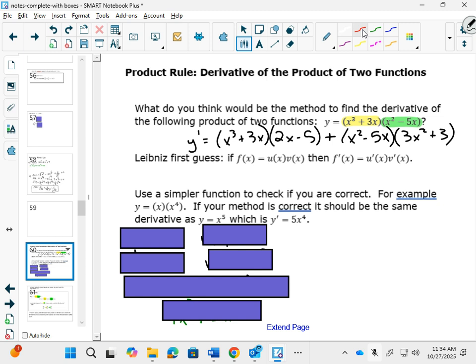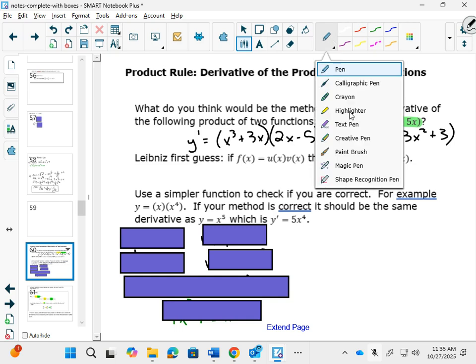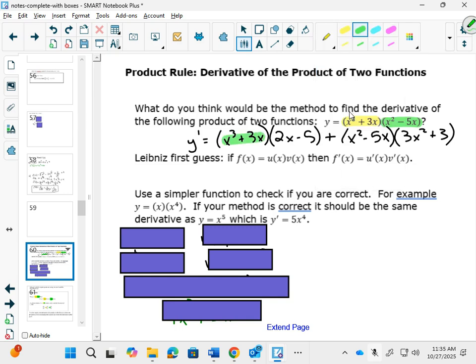What did I do? Do you see that I kept the first one? Oh, that's the wrong color. So bad. Let's quickly erase it. Yellow. I kept that first one the same. What's the derivative of the green one? 2x minus 5. Then I kept the second one the same. What's the derivative of the yellow one? You see that it's 3x squared plus 3? And the nice thing about derivatives is you do not need to simplify. This is the final answer.